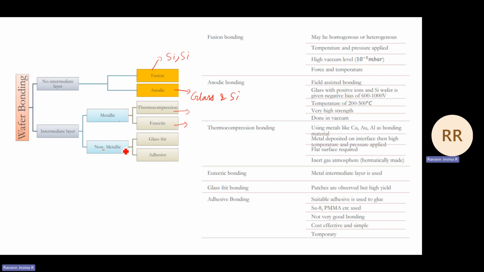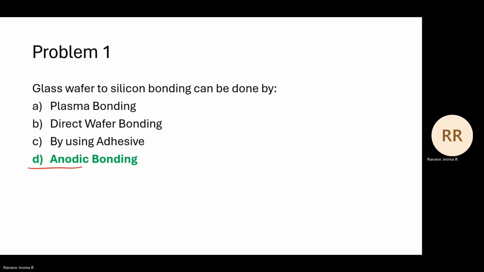In non-metallic bonding, there are two types of intermediate layers that we can use. One is glass frit, which is some sort of porous glass, and it has a low melting point. And the other is adhesive, where the adhesive can be different materials, like some kind of polymers, or it can be photoresist. So that's the answer for problem one: anodic bonding.